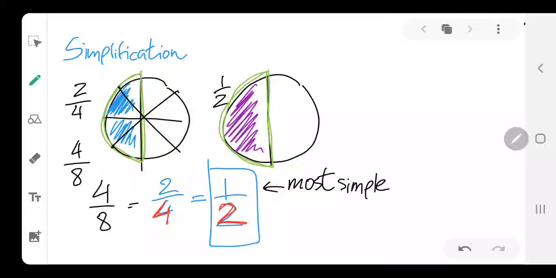Because simplification is a result of the operation to simplify. So 1/2 is the most simple. It is the same quantity represented with the smallest numbers. And so that's really what simplification means. It is the most simple way to represent the same quantity. You can cut the pie into more and more pieces, and so you'll have different fractions, but they'll all continue to represent the same quantity. This is what simplification really means.